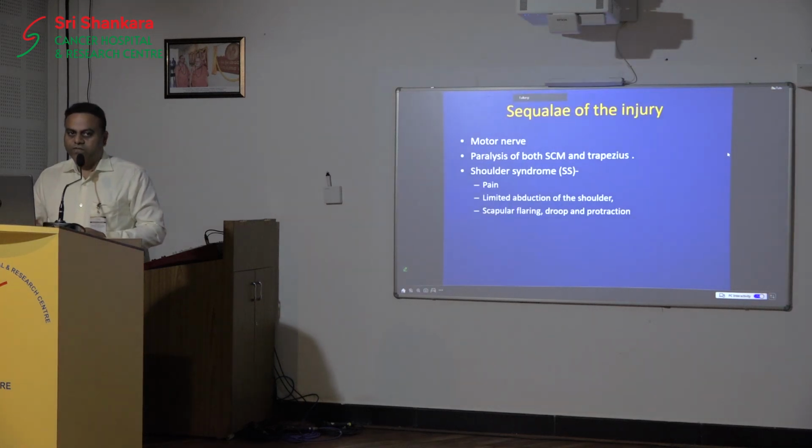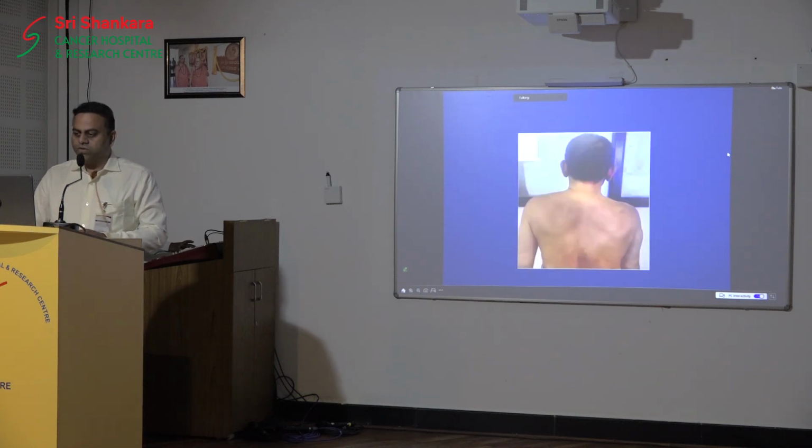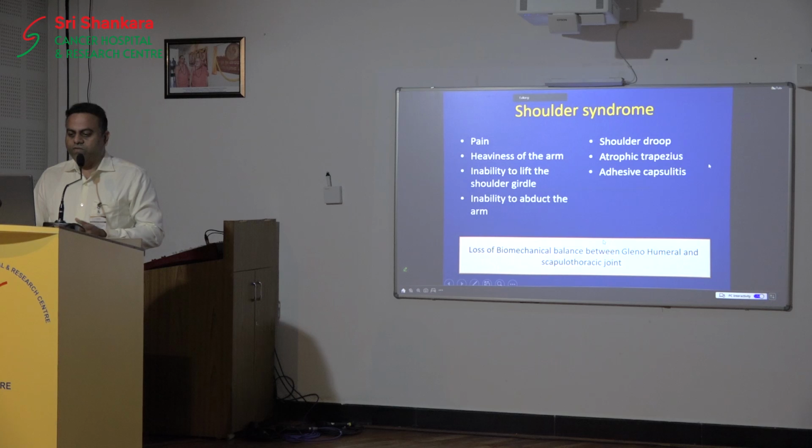So what are the sequelae of spinal accessory nerve injury? It's a motor nerve, so there will be paralysis of the sternocleidomastoid muscle and trapezius. The patient experiences pain with limited abduction of the shoulder and scapular flaring. This is the classical example where you can see a shoulder drop. The distance between the inferior border of the scapula and the midline is increased on the sacrificed side. This shoulder dysfunction happens because of the loss of biomechanical balance between the glenohumeral and scapulothoracic joints.